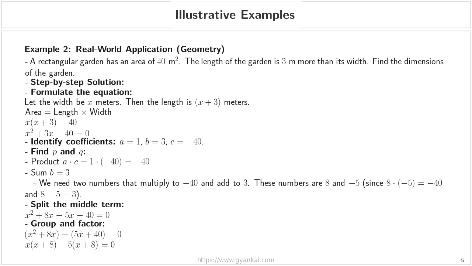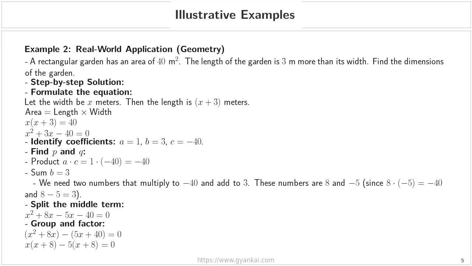Let's group the first two terms together and the last two terms together. This gives us the quantity x squared plus 8x minus the quantity 5x plus 40 equals 0. Notice that I've changed the sign inside the second bracket because I factored out a negative. Now, let's factor out the greatest common factor from each group.